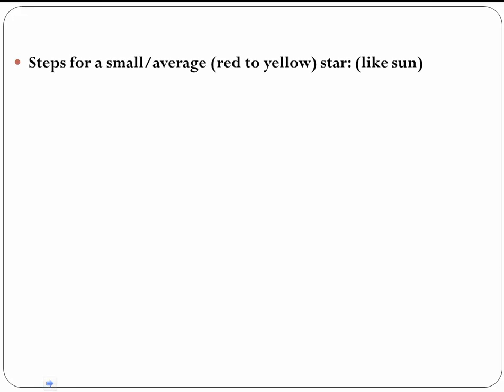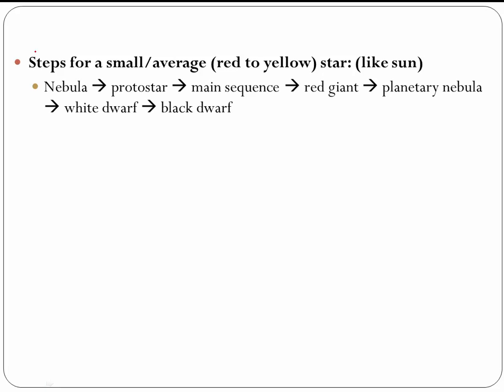All right, so for a small to average mass star, it goes like this. Nebula becomes a protostar because of gravity. The protostar gets hot enough to start doing nuclear fusion, which changes it to a main sequence star. It'll eventually run out of hydrogen, and when that happens, it expands because it starts to fuse the hydrogen outside the core a little bit. It gets hotter, pushes the outside out, and turns into a red giant. After it runs out of helium, it'll fuse things up to carbon. Then it turns into a planetary nebula as it ejects its outer layers. And then the core will slowly fade from a white dwarf to a black dwarf.